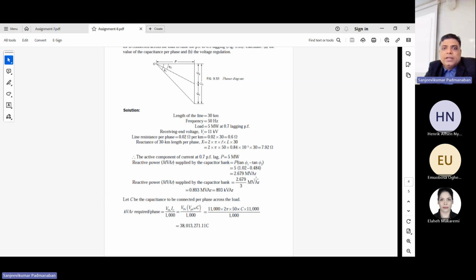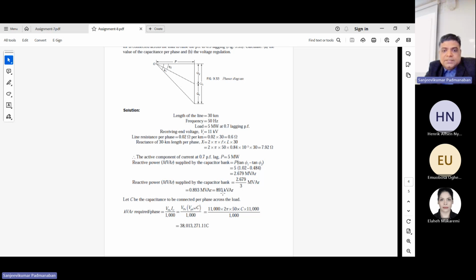Once you get the power, it's already said in the problem that we have to calculate by the capacitor bank per phase. So divide it by 3, you get 893 kVAR. Am I right? Divided by 3. Now I want to calculate the capacitance, which is what the question asks.